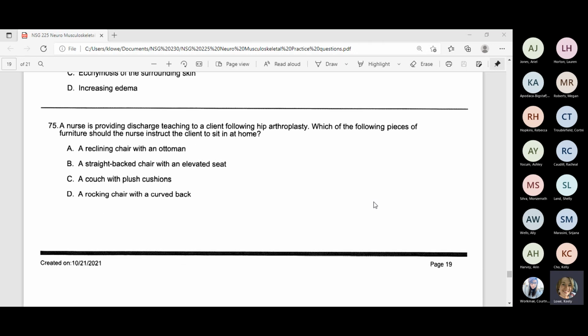Nurse is providing discharge teaching to a client following hip arthroplasty. Which of the following pieces of furniture should the nurse instruct the client to sit in at home? Yeah, straight back chair with an elevated seat. Elevated meaning that they're not sitting down low because again, we don't want those hips to be externally rotated, internally rotated, abducted, and we don't want them to fall. So nothing soft or cushy or low. Yeah.